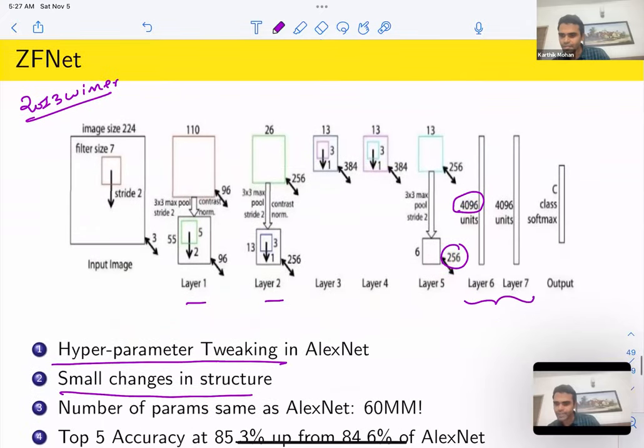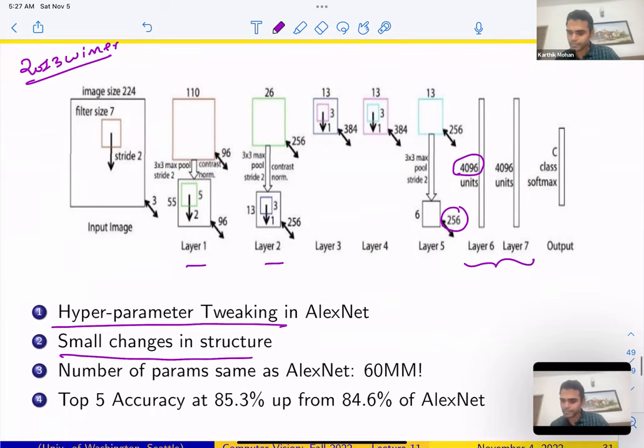Okay, so mainly it's hyperparameter tuning that's happened between AlexNet and ZFNet. You haven't really changed the structure of the architecture, but you've just optimized the hyperparameters. The number of parameters is the same as AlexNet, and this makes sense because you haven't changed the structure. So why would the number of parameters change? You haven't added more layers. You haven't changed the depth. So you have the same number of parameters.